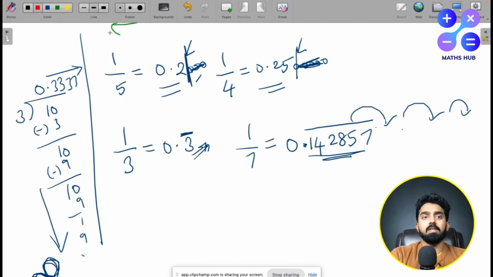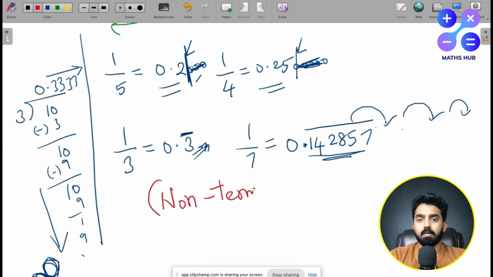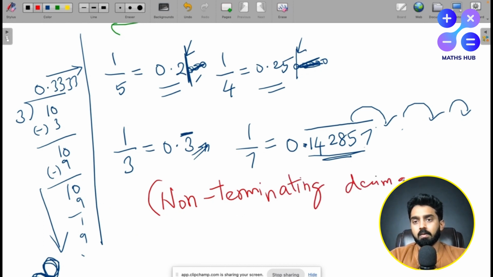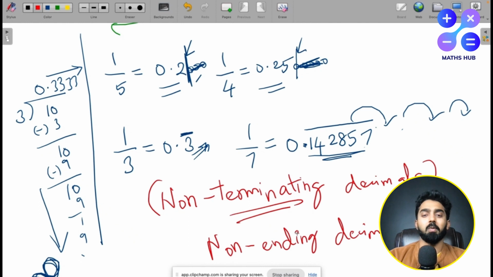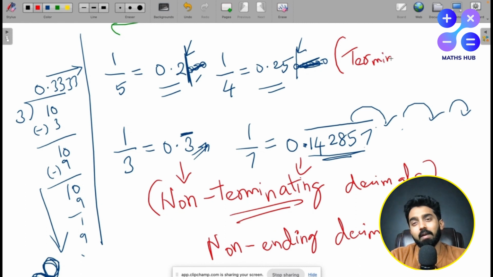So these, as we saw, are called non-terminating decimals. Because they are literally not terminating, they are not going to end, or you can easily remember it as non-ending decimals or endless decimals or whatever you want to call it, because the name doesn't matter to anybody apart from your 7th standard school teacher probably. So it's basically a decimal which doesn't end, it just keeps going. And these are obviously called terminating or ending or stopping or whatever you want to call it.